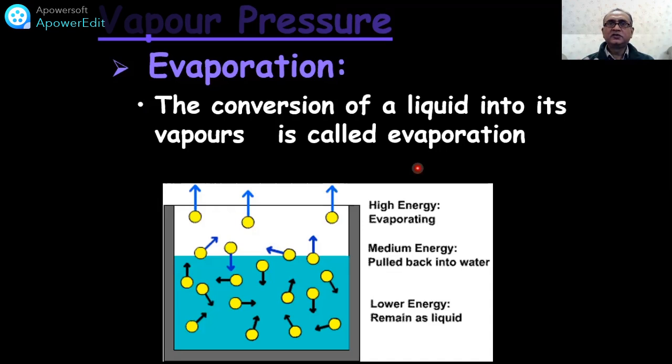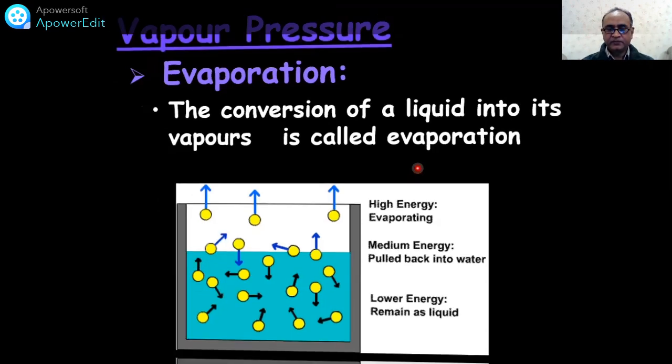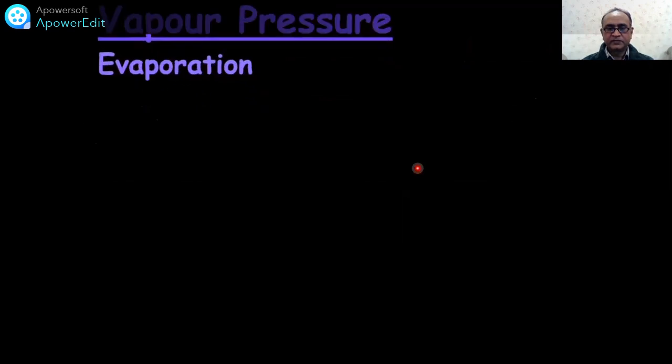all the molecules do not have the same energy. Some molecules have very high energy, some molecules have very low energy. So the molecules which have high energy, they leave the surface, they come out. We call it evaporation. Okay. So it's an endothermic process, means it absorbs heat.